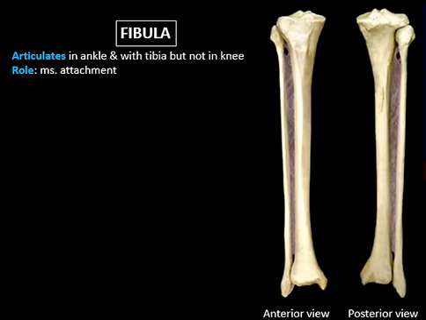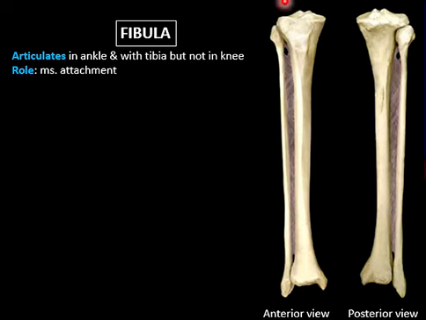Now we'll come to the fibula, a very slim, long bone. It articulates with the tibia, making the inferior and superior tibiofibular joint. However, it does not articulate in the ankle.